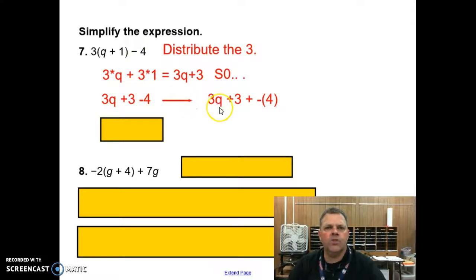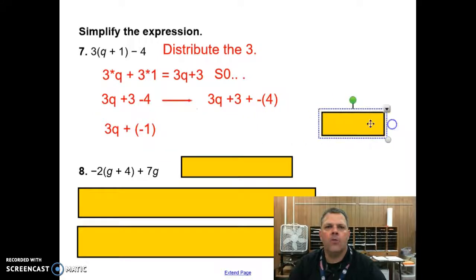We can also change this, since we have a subtraction here, to 3q plus 3 plus negative 4. After that, I must combine my like terms, which are 3 and negative 4. Different signs subtract, so we get 3q plus negative 1. Hopefully you got that answer.